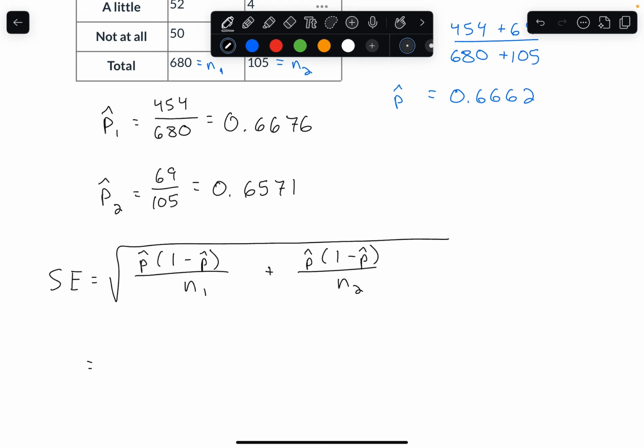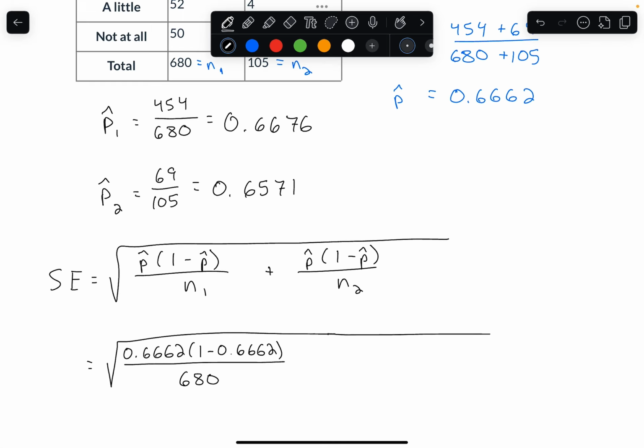So we have square root of p-hat, 0.6662 times 1 minus 0.6662, divided by n1, which we said was 680, plus p-hat, once again, 0.6662 times 1 minus 0.6662, make sure that's under the radical, divided by n2, our sample size from Duke students, which we said was 105. And then after that, it's just a matter of performing this calculation.